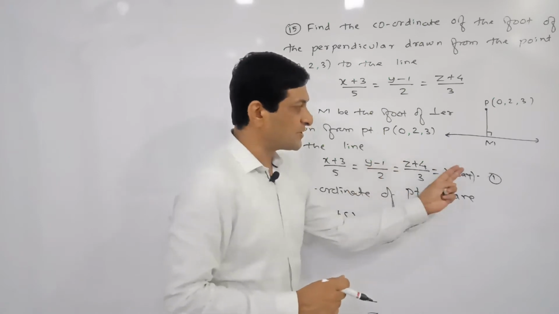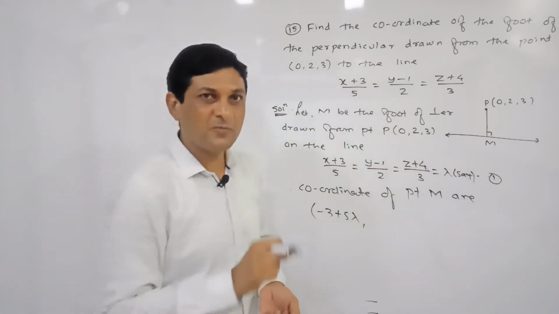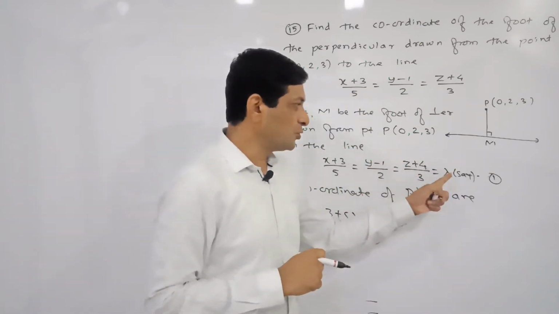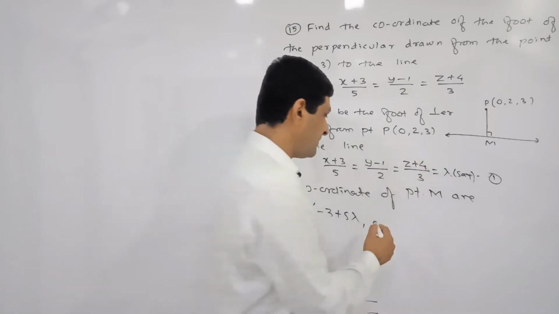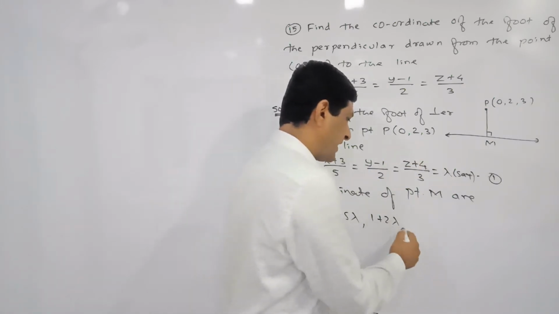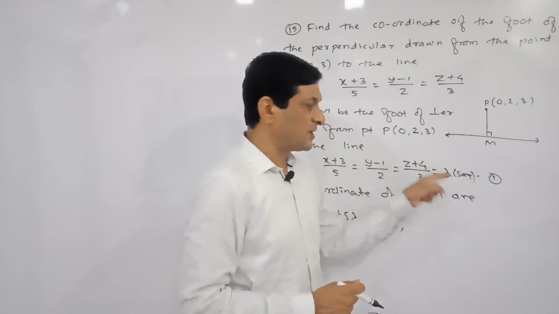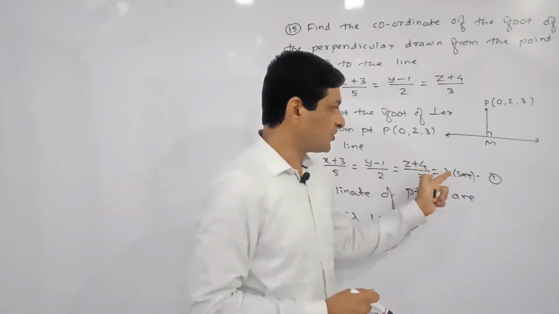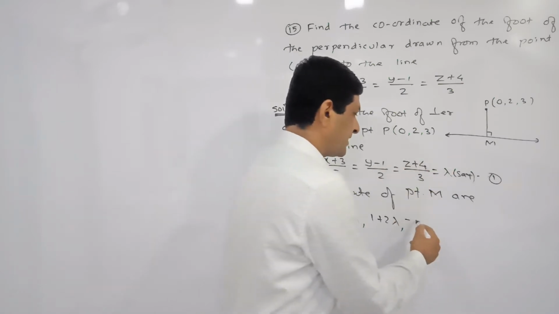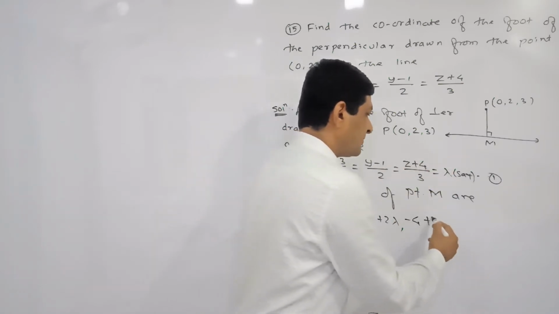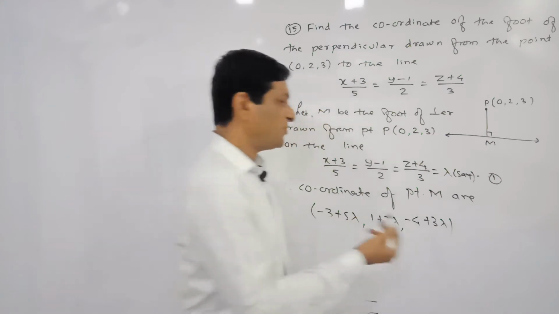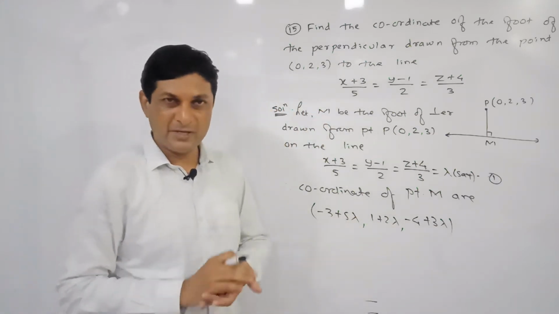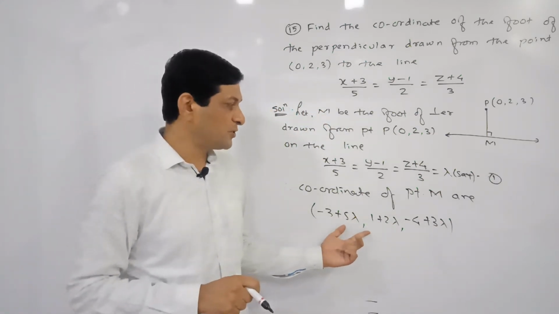Considering that these two terms are equal, we find the y coordinate. So 2 lambda, and minus 1 becomes plus 1, meaning 1 plus 2 lambda. By considering that these two terms are equal, let us find the z coordinate. So 3 lambda, and plus 4 on this side becomes minus 4, meaning minus 4 plus 3 lambda. In this way we have got the coordinates of point M, the foot of the perpendicular.